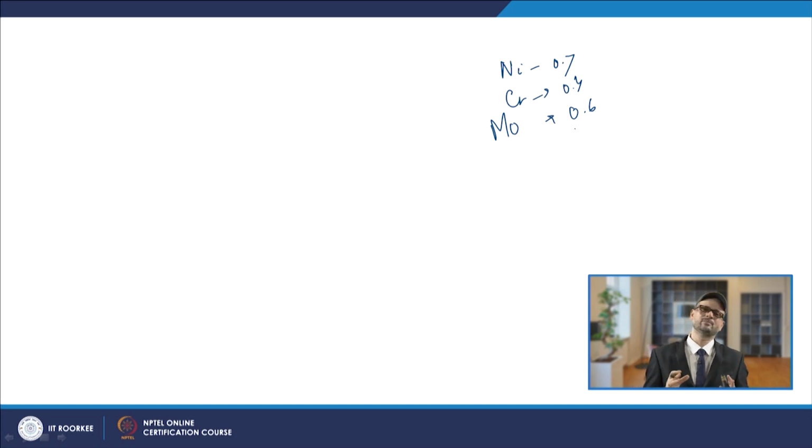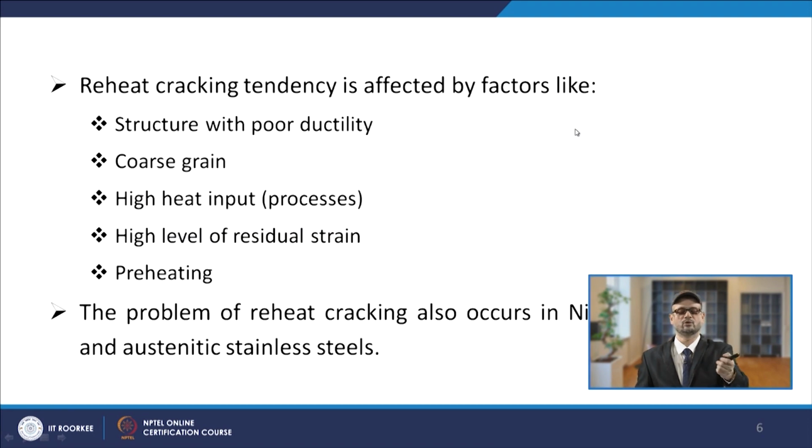The crack will occur in the grain growth zone, either as longitudinal macro cracks or as a micro crack network. That way, these reheat cracks are observed in the low alloy steel which is used in the nuclear pressure vessels.